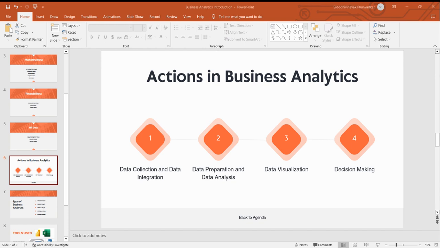After analyzing data, the third step you can see here is data visualization. What will you do in data visualization?